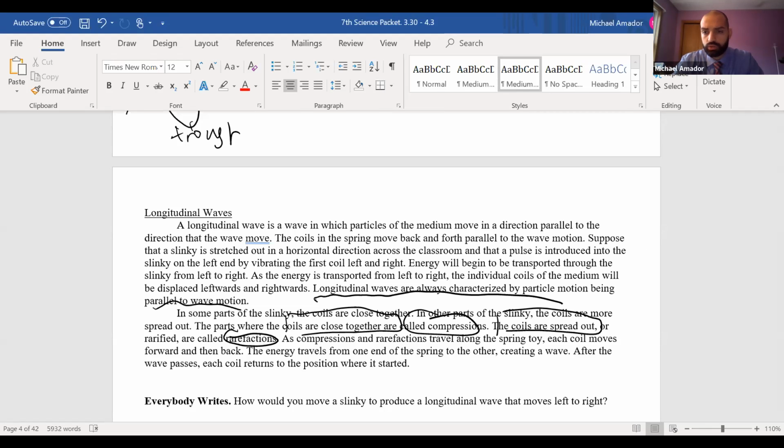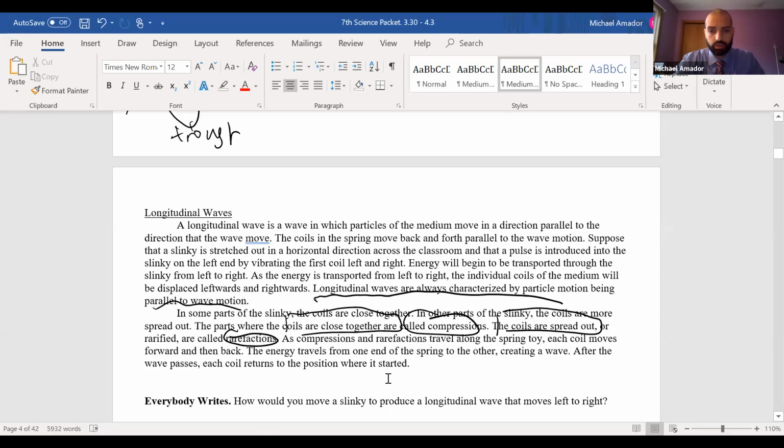Okay, let's go to Tanzel. Tanzel, what is a rarefaction? Rarefaction is when the coils in a wave, like where the parts of a wave are spread out, I think.